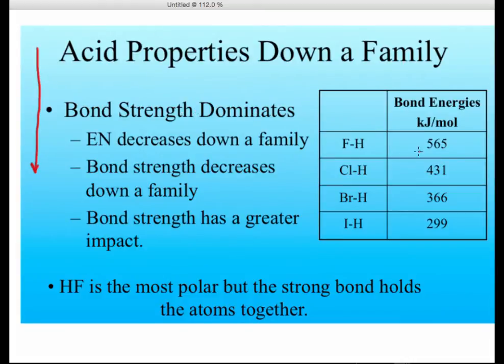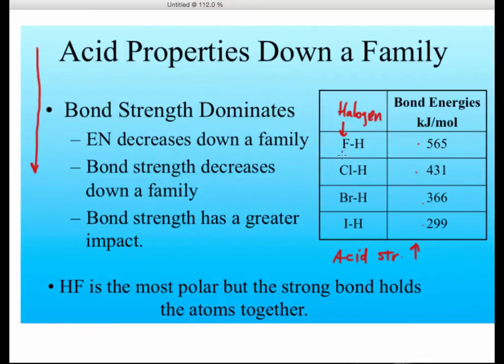So here we can see that the bond energies get smaller and smaller as I go down the periodic table. So now I'm looking at the halogens, which would be fluorine, chlorine, bromine, and iodine. As I go down, the electronegativity actually gets lower and lower. But what happens is the acid strength goes up. Acid strength actually goes up as I go down the periodic table. The reason for that is because the bond strengths are lower.